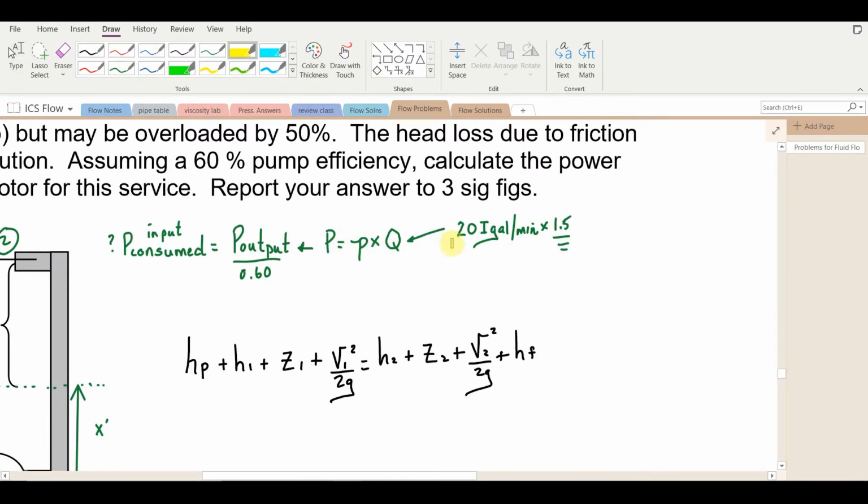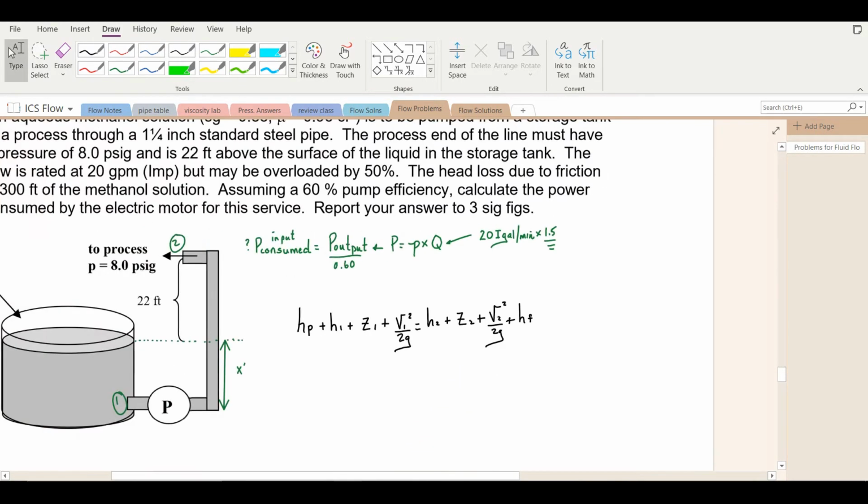The flow rate was listed as 20 imperial gallons per minute, but we have to overload it by 50%, so I multiply by 1.5. That would be 30 imperial gallons per minute. We'll have to convert units, and the pressure would have to be obtained from Bernoulli's equation, because we have quite a dynamic system here. This will be the pressure of the pump, what we need to solve for. So let's give that a try.